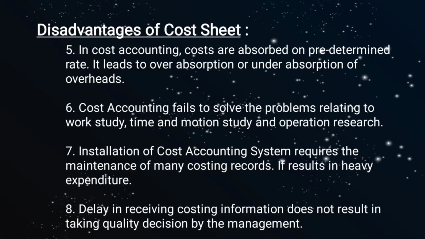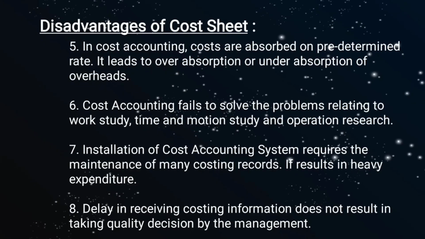Sixth, cost accounting fails to solve the problem relating to work study, time and motion study and operation research. So it leads to many problems which leads to inefficiency in the cost of production of the company.